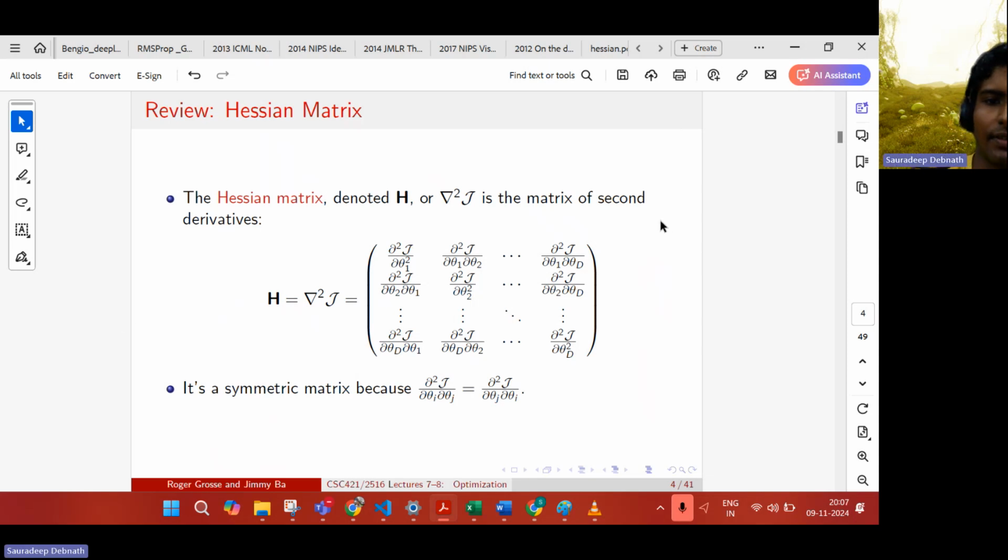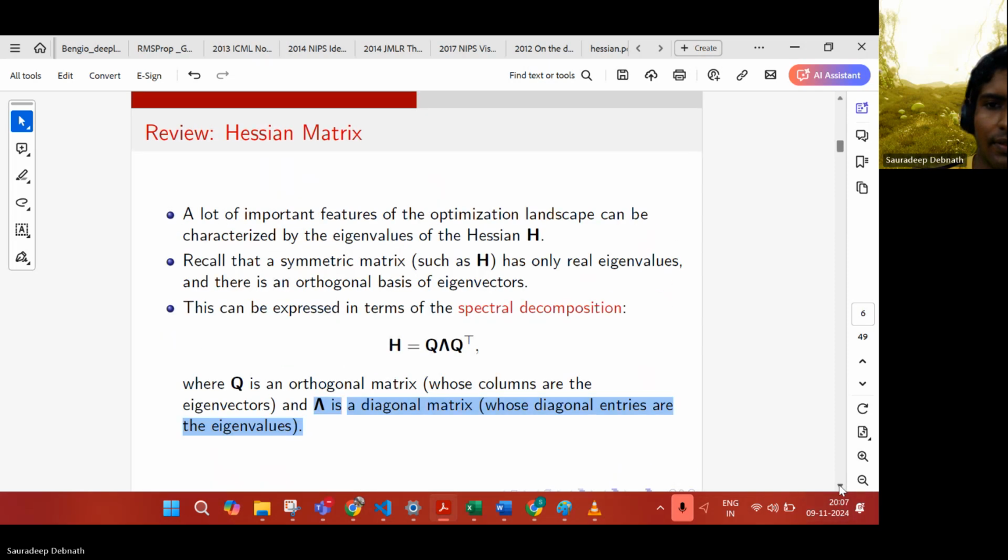Wait, where is the slide? Just wait a minute. Right.